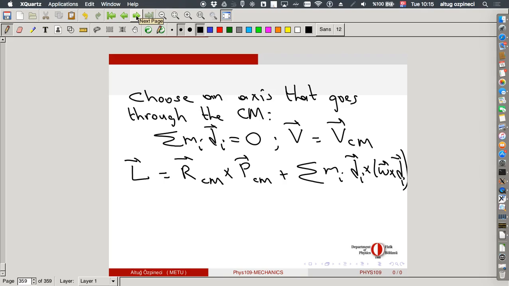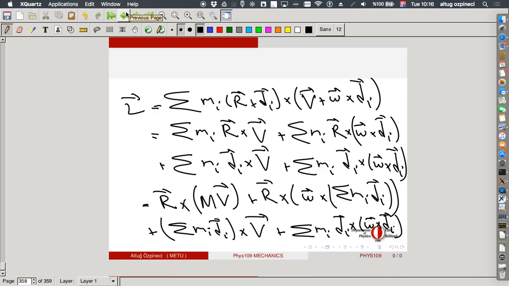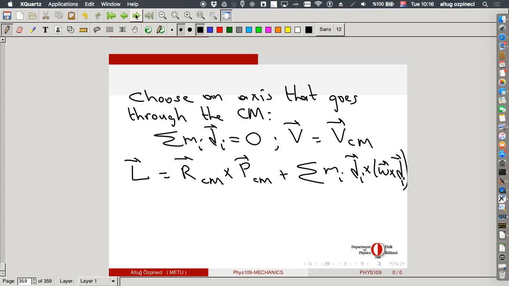Well, let's see. Just for the sake of simplicity, let's assume that the axis going through the center of mass is fixed. Okay. So if the axis going through the center of mass is fixed, this is 0. This is not 0. I still have some angular momentum. So that is why I'm saying that this is the angular momentum of the object due to its rotation around the axis passing through the center of mass. Now we will calculate this weird looking expression.